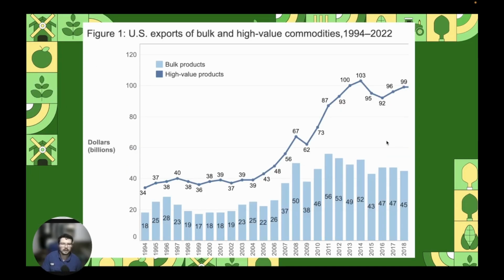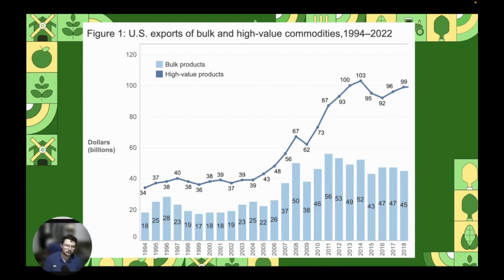Now, when we compare the United States statistics to the rest of the world, what we see is that our exports in high value commodities have been increasing over time. From 1994 to 2018, we've gone up from about $34 billion worth of exports to $99 billion worth of exports. Part of that is inflation of the US dollar. The other part of it is growth in processed goods, and we'll talk about that on the next slide.